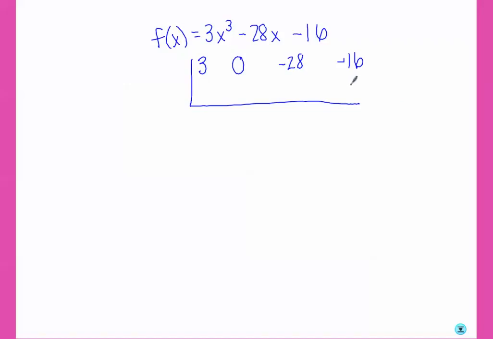A nice way to check and make sure you have the right number of terms in your synthetic division is: our exponent was 3, so we're going to have one more term than that. So it starts with we had a cube, add 1, you should have 4 terms inside.